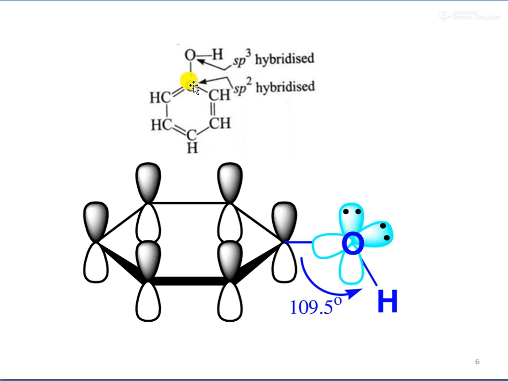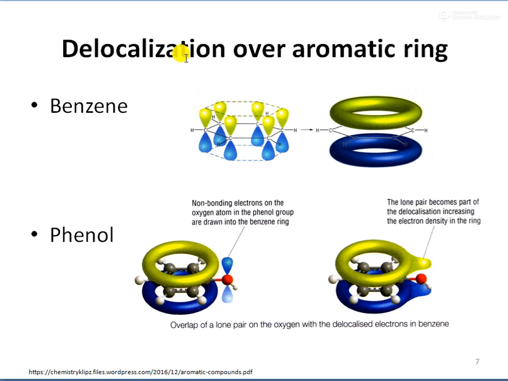During the sp2 hybridization, the three sp2 hybridized orbitals of a single carbon atom are equally shared with oxygen and the adjacent two carbons, and the remaining unhybridized p orbitals will laterally overlap with all the other adjacent carbon atoms, forming the delocalization. Let us see and understand the delocalization over the aromatic ring.